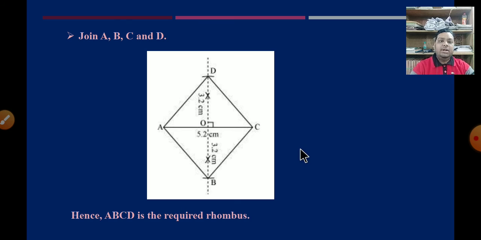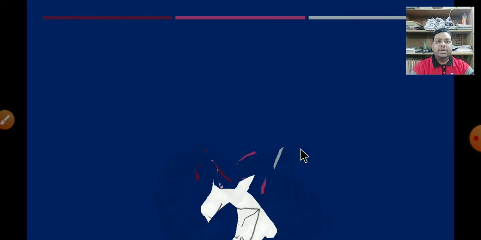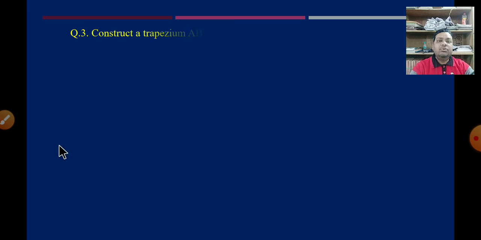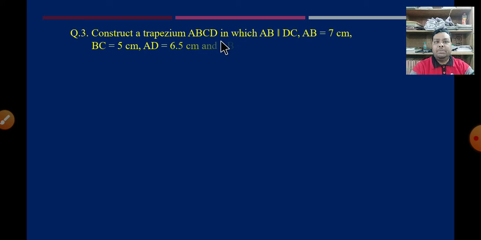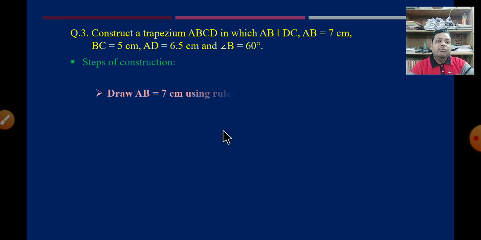Now let's draw the last figure, which is a trapezium. You can see here we have to construct a trapezium ABCD. As we know that any one pair of opposite sides are parallel, and it is given AB parallel DC. The value of AB and BC, the adjacent side, and AD is also given, and angle B is given as 60 degree. It means at first we will draw line AB, because angle B is 60 degree. So we will draw line AB equal to 7 centimeter using a ruler.